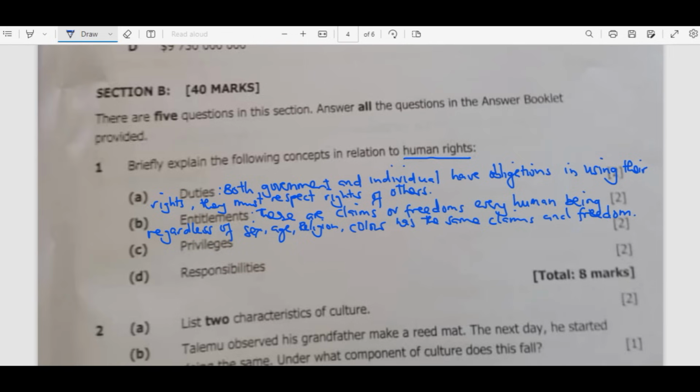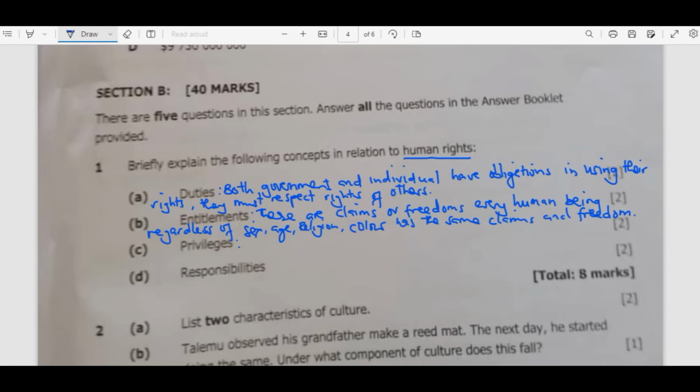So we can look at the privileges. So privileges, we are saying that you find that every person is entitled to certain fundamental human rights simply by the fact of being human. So that is what we mean when we say privilege.